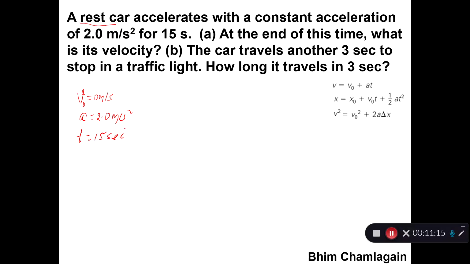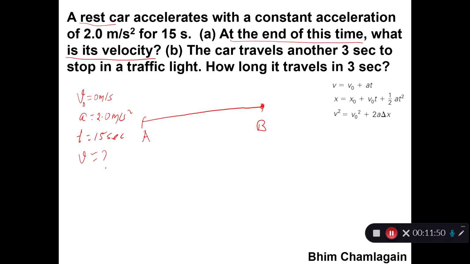Now in this case there are two sections. One is the first section, going from, let's say, A to B. It has initial velocity 0 meter per second, accelerating with 2 meter per second squared, and time is 15 seconds. Now first, you have to calculate at point B what is the velocity. At the end of this time, what is its velocity?